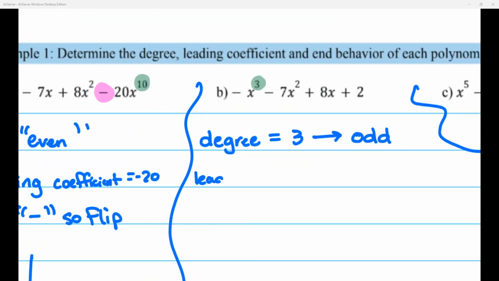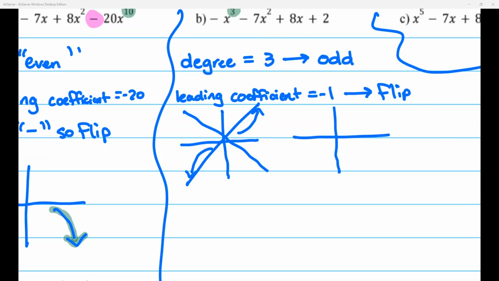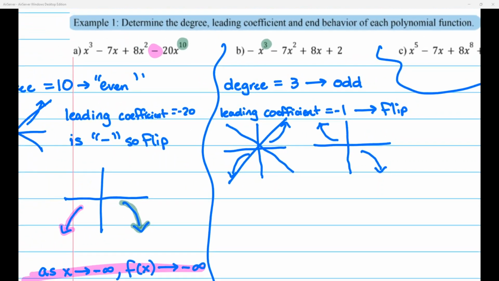Leading coefficient equals -1, which means my graph is going to flip. So normally, if you have an odd power degree, it starts low and it goes high. However, because my graph is going to be flipped, it's going to do the exact opposite. It's going to start high and then it's going to end low. All right, that should be my graph.